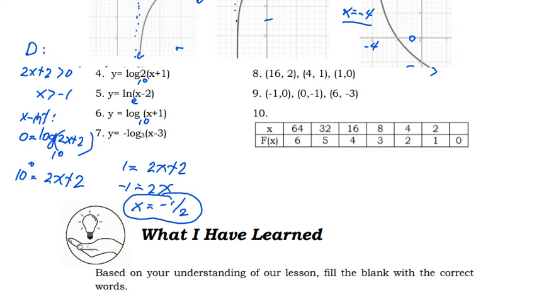How about our y-intercept? Meron ba tayong y-intercept? Yeah, meron tayo, no? Kasi if y is equals to log of 2 times 0 plus 2 base 10, of course, y is equals to log of 1. Alam natin ang log of 1 is equals to 0. So, therefore, our y is equals to 0. That means our y-intercept is 0.